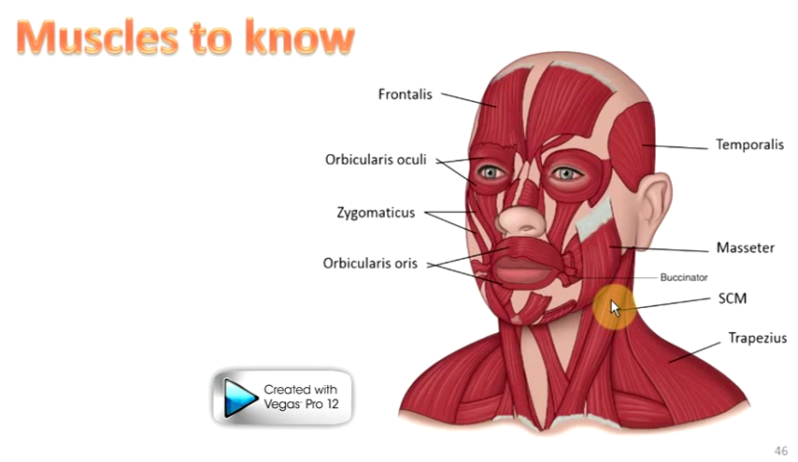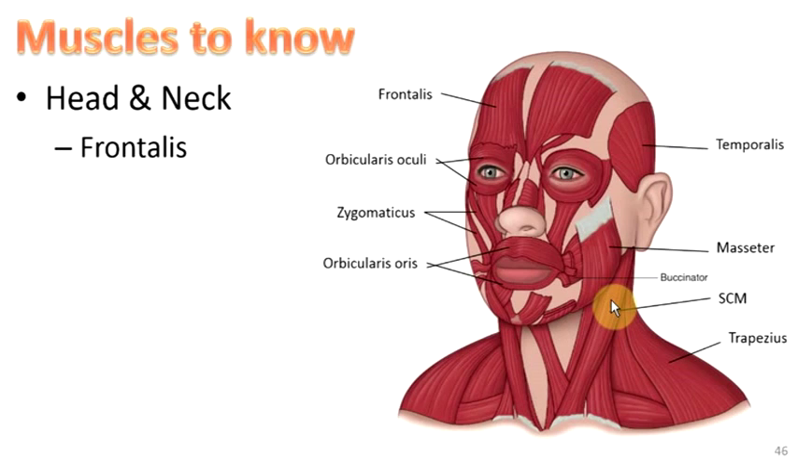So here's the muscles I want you to know on the head and neck. The frontalis. This muscle, as you can see, when it shortens, it's going to lift your eyebrows. So if you want to act surprised, you use your frontalis muscle, and it happens to be attached to the frontal bone, really the fascia on the frontal bone.